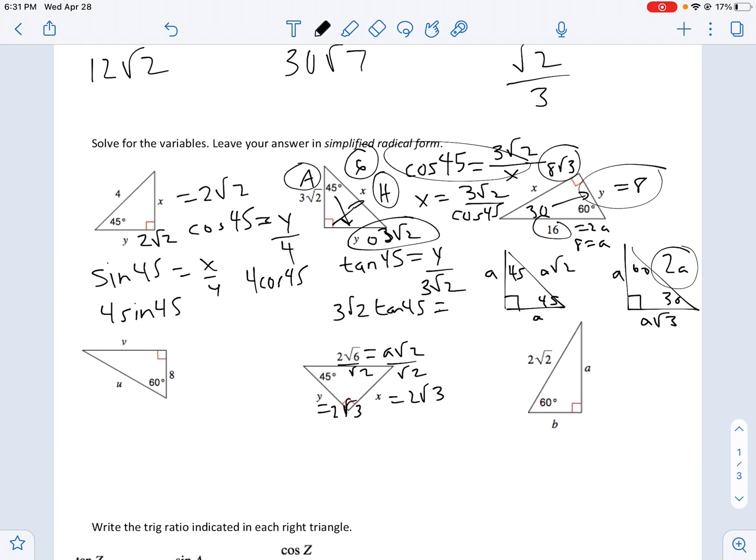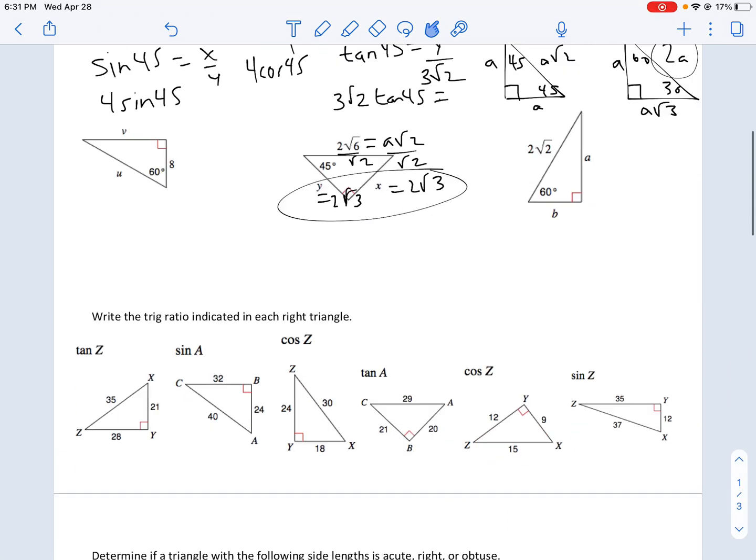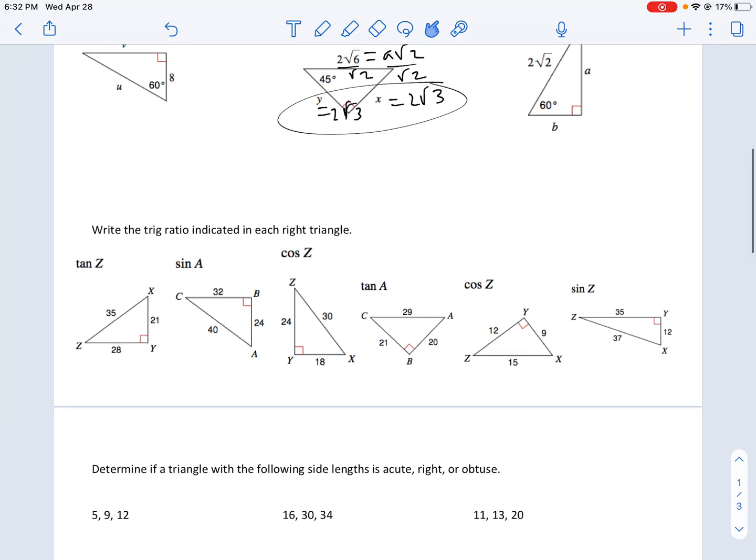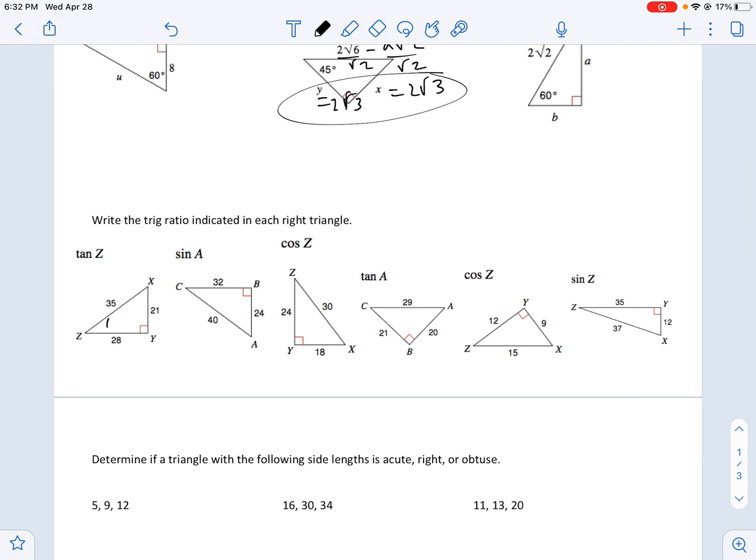All right, and I don't want to spend too much time on these because they're really not that important. This next part is, because the main emphasis on your test is SOHCAHTOA. So here we go, tangent z. So our theta is here. Remember, tangent is opposite over adjacent. So there's our answer. Sine A. So theta is here. Sine is opposite over hypotenuse.